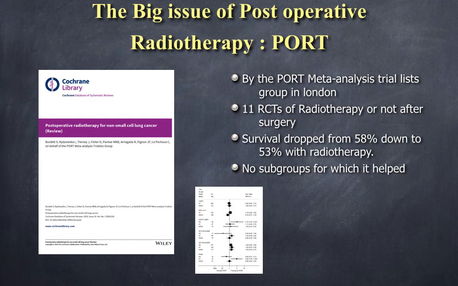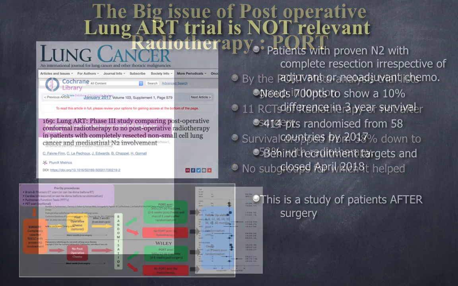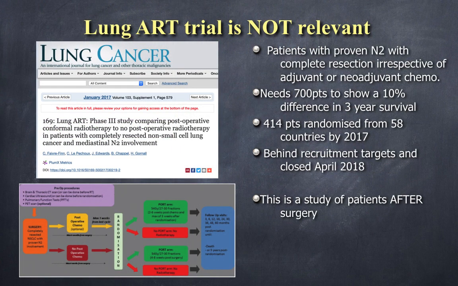Why not wait to see if you've got an R0? And if you haven't got an R0, then maybe you can withhold radiotherapy because it's dangerous. So the meta-analysis is quite old, but it did say that actually survival is worse if you do radiotherapy on people that have got an R0 for their N2.